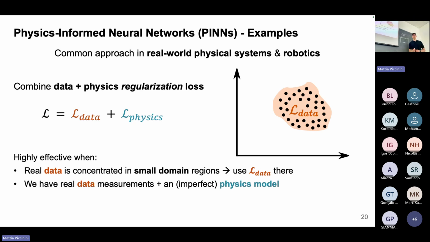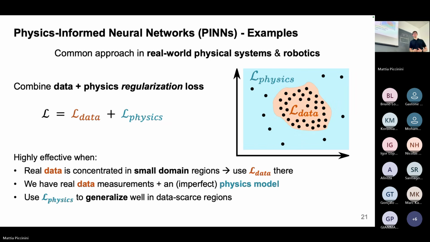But the real case is we have data in a small region of the domain, but we also have an imperfect model that we can use, an imperfect physics model. And then what we can do is impose the data loss where we have the data and the physics loss in the data sparse regions. So where we have little real world data.